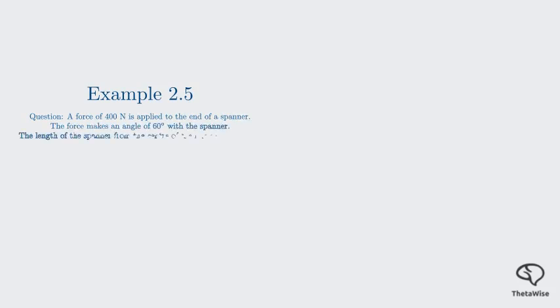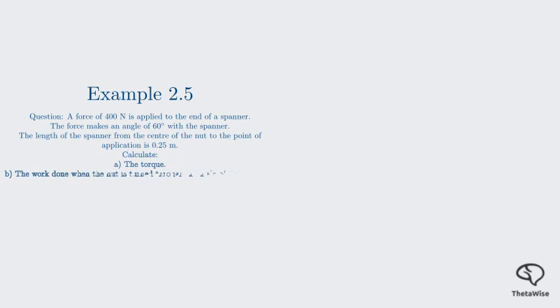Now let's tackle our first example. The objective is to calculate the torque, work, and power when a force is applied at an angle. The question states, a force of 400 newtons is applied to the end of a spanner. The force makes an angle of 60 degrees with the spanner. The length of the spanner from the center of the nut to the point of application is 0.25 meters. Calculate the torque, the work done for a 70-degree turn, and the power if the motion takes 0.5 seconds.